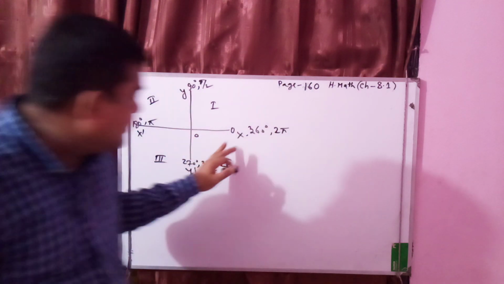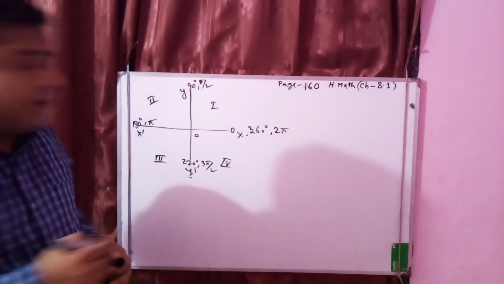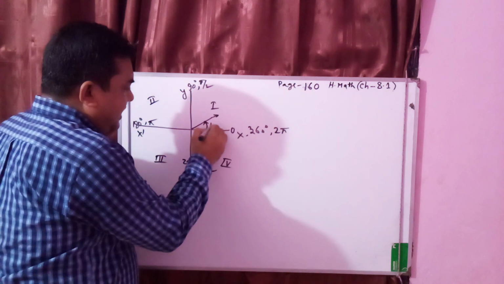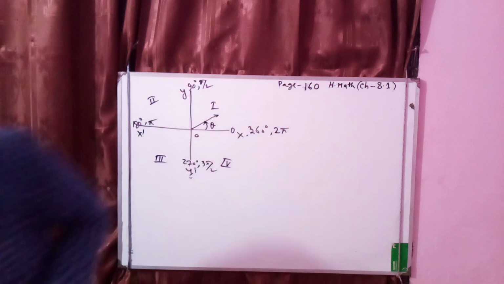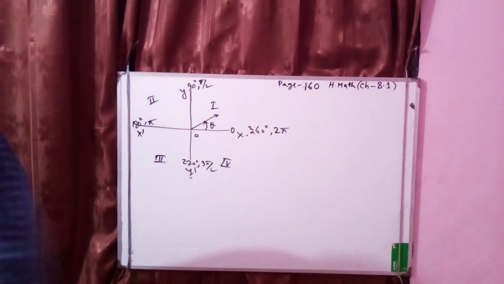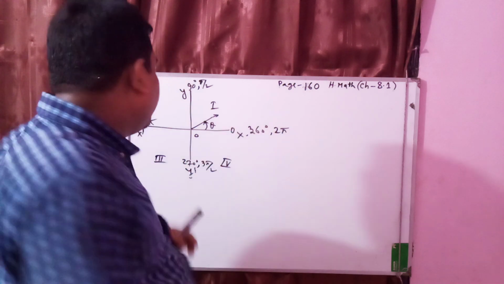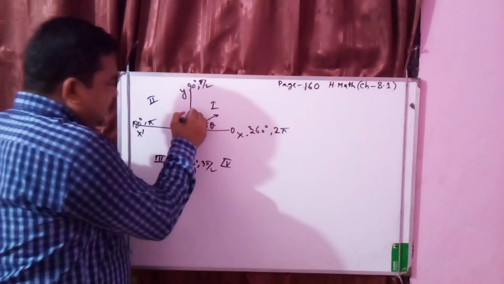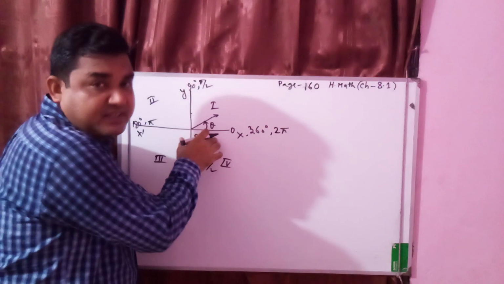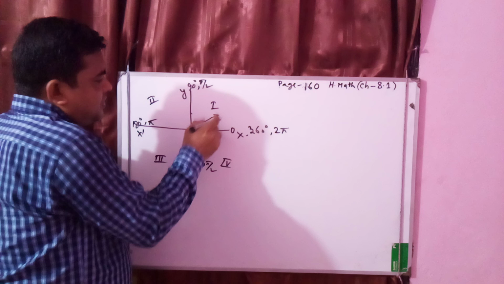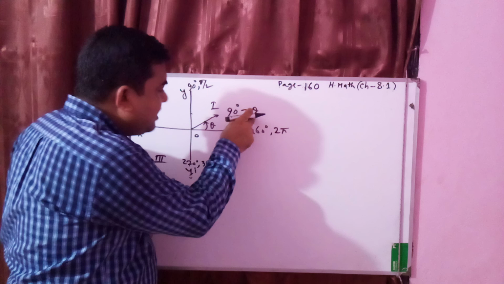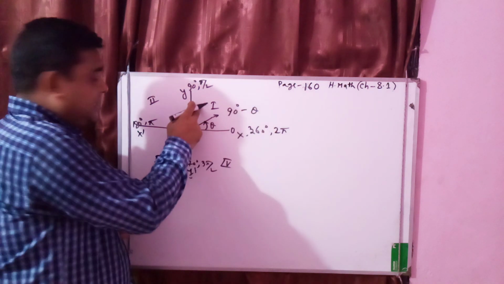Is it clear? Okay. In the first quadrant, if we consider angle theta, where theta is an acute angle, this is 90 degree. This is 90, 90, 90, so it produces 360 degree. So we can write in the first quadrant 90 degree minus theta, where theta is an acute angle, so 0 to 90.